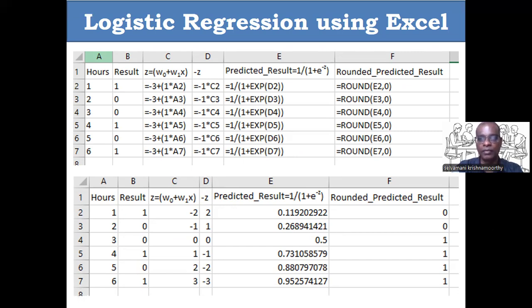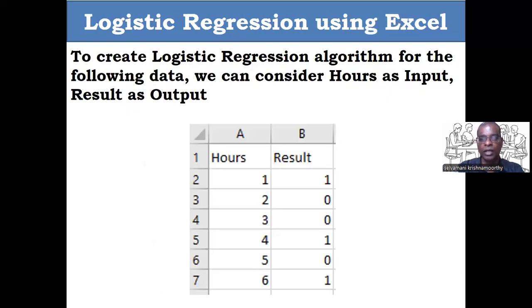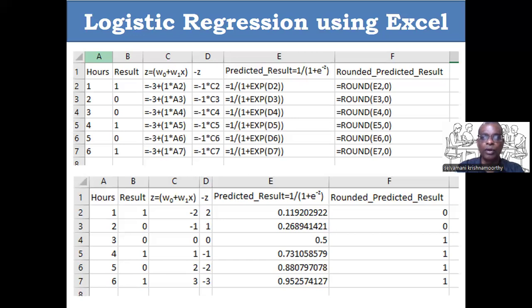That is 1 divided by 1 plus e to the power of minus z, where z means W0 plus W1 x. W0 should be considered as minus 3 and W1 should be considered as 1. Now let us plot the scatter plot for hours versus result, then hours versus rounded predicted result.